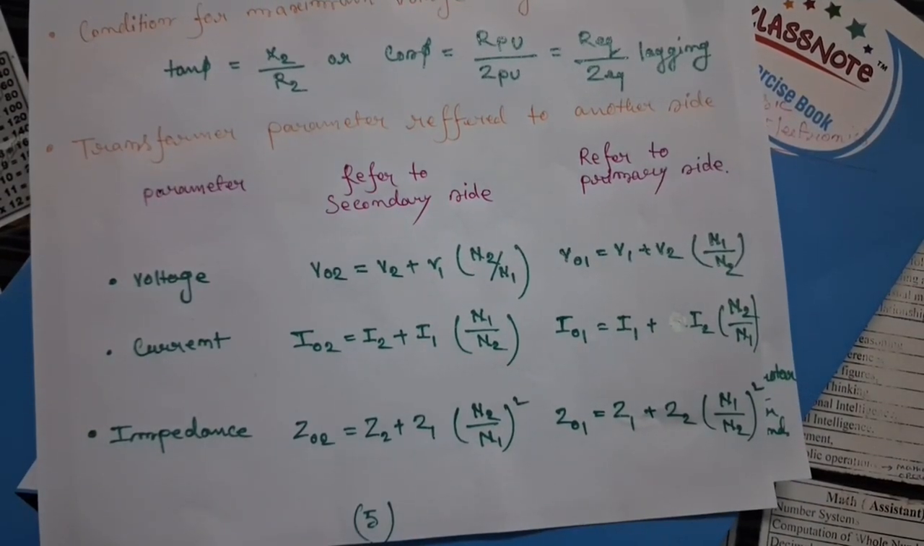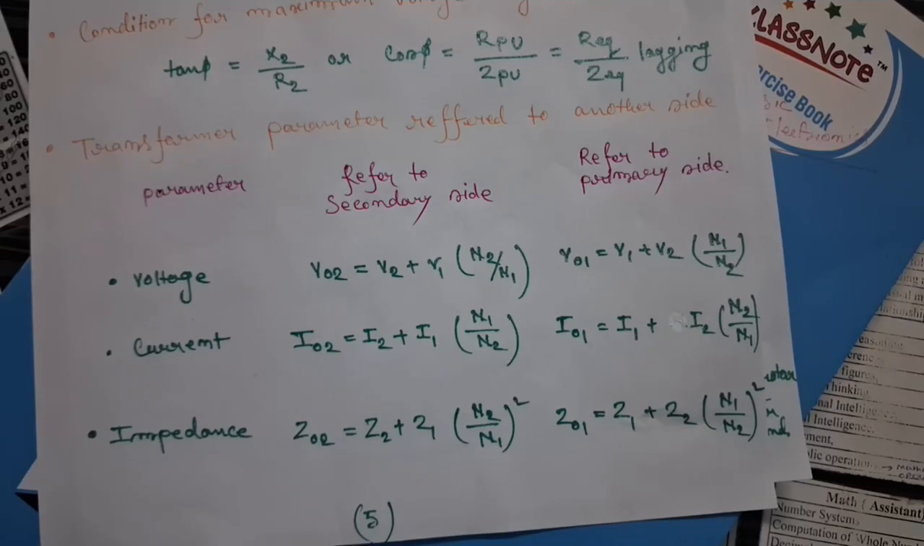Now you have to remember transformer parameters referred to another side. Voltage referred to secondary side is equal to V2 plus V1 into N2 by N1, and voltage referred to primary side is equal to V1 plus V2 into N1 by N2. Next, current. Current referred to secondary side is equal to I2 plus I1 into N1 by N2, and current referred to primary side is equal to I1 plus I2 into N2 by N1.